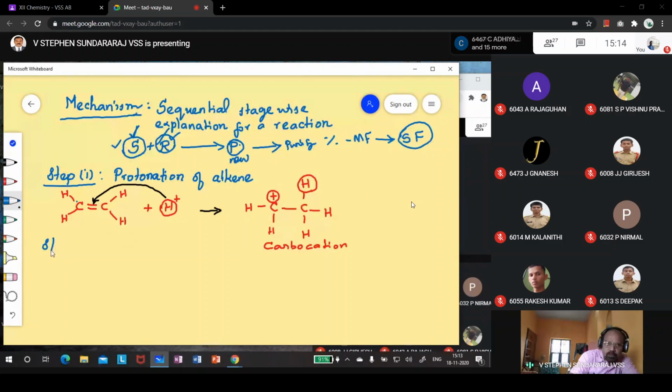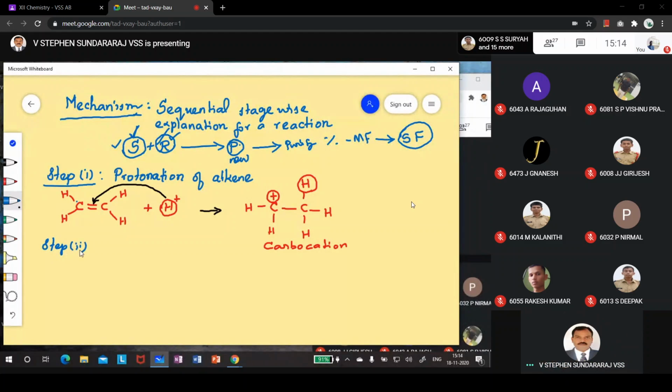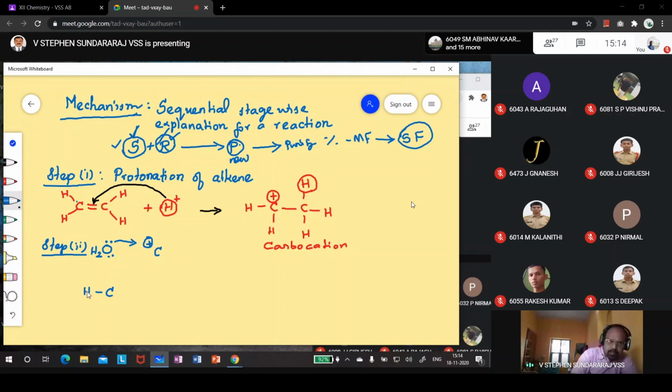Okay, the next one is step 2. Write down: nucleophilic attack by water on carbocation. So write down the heading nucleophilic attack. Nucleophilic attack means that water, OH2, has 2 lone pairs of electrons, so this will attack. Whom will it attack? It will attack the carbocation, which is already formed in the first step. So now this is the structure I am writing: CH, and here there is a positive charge, carbocation, C, H.